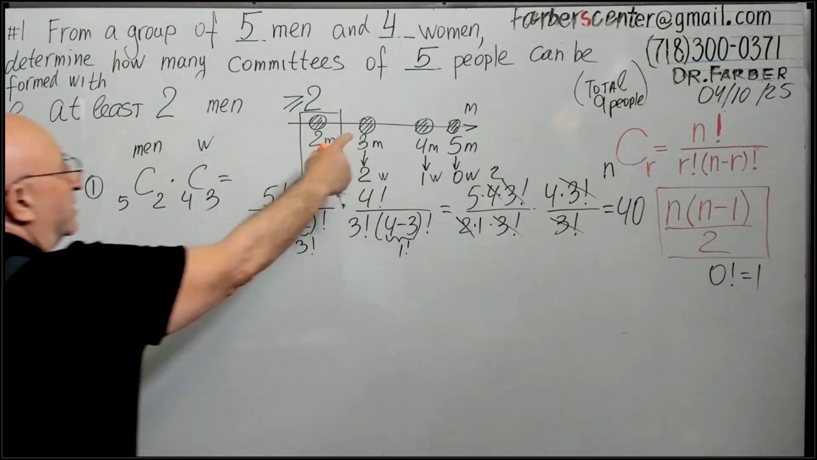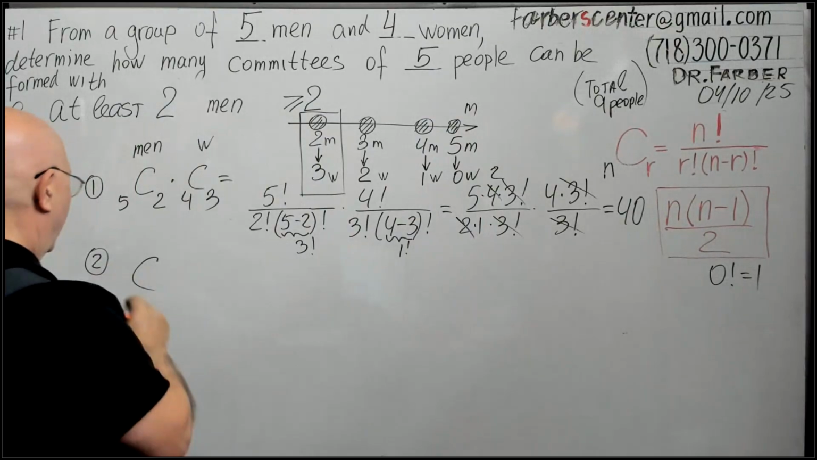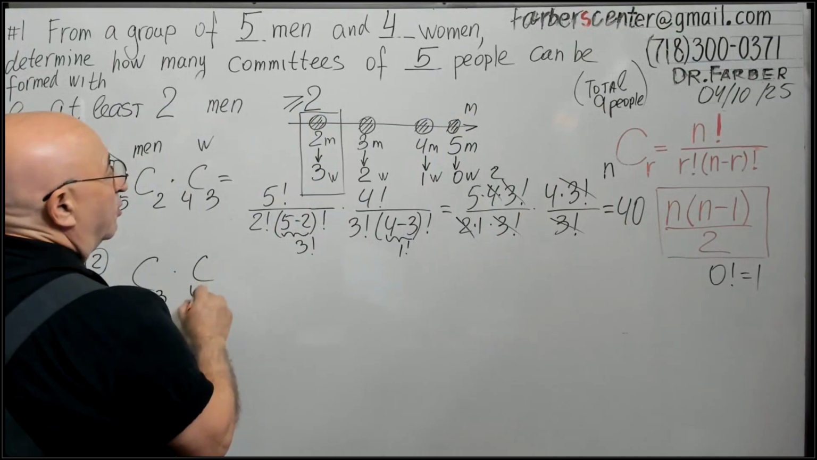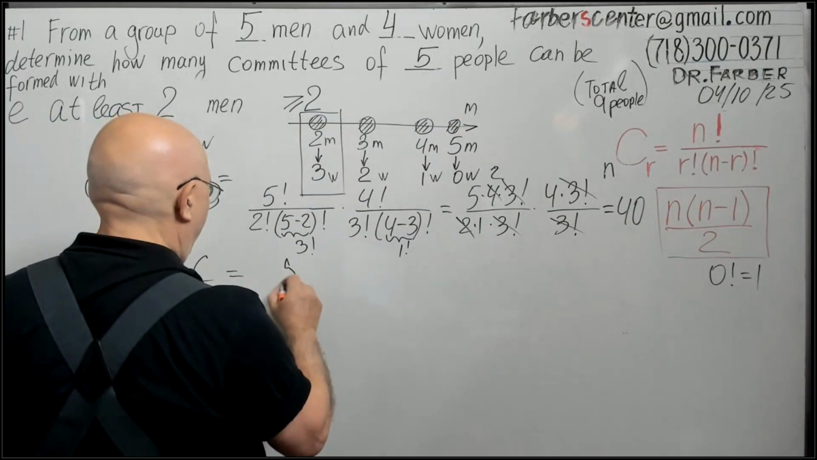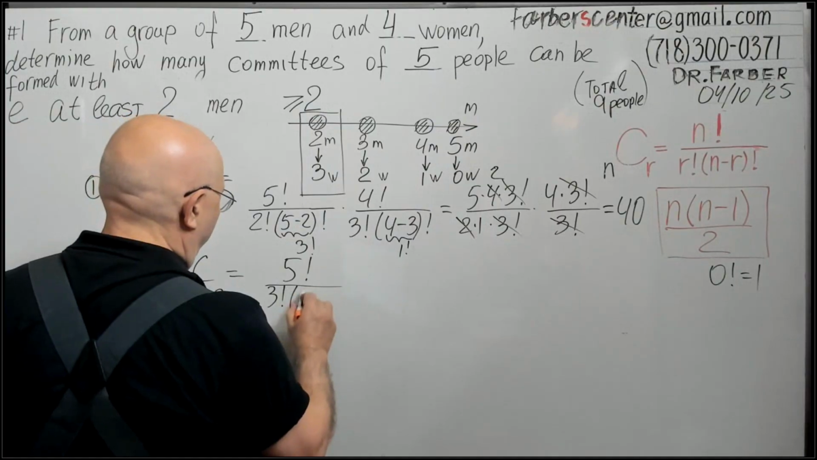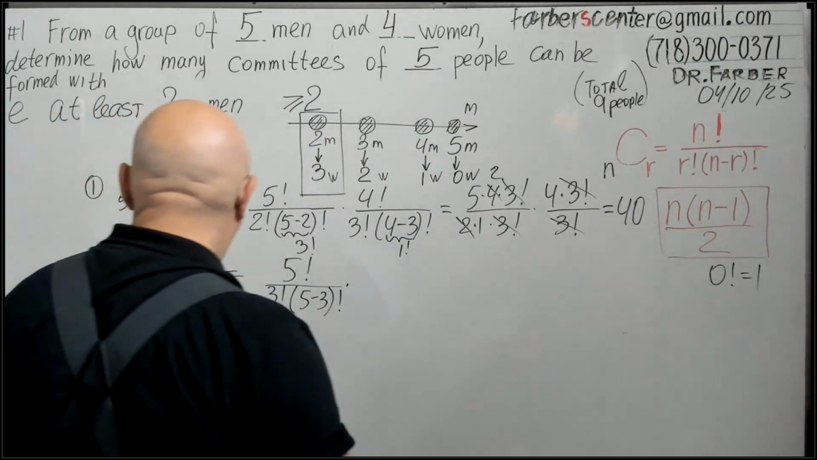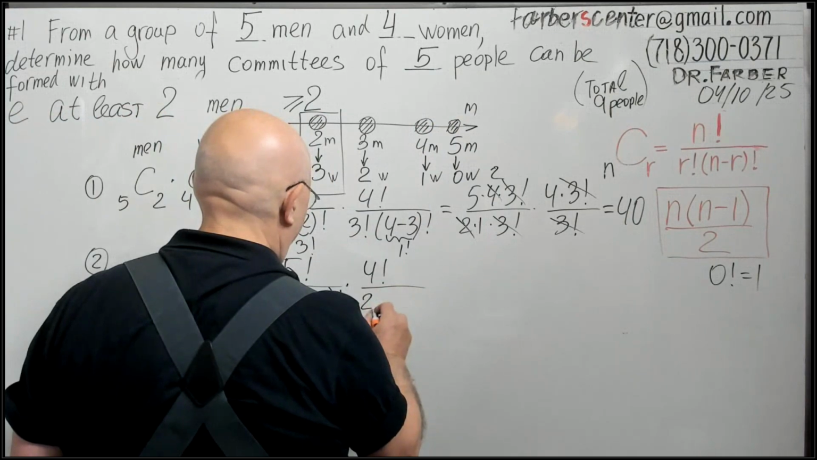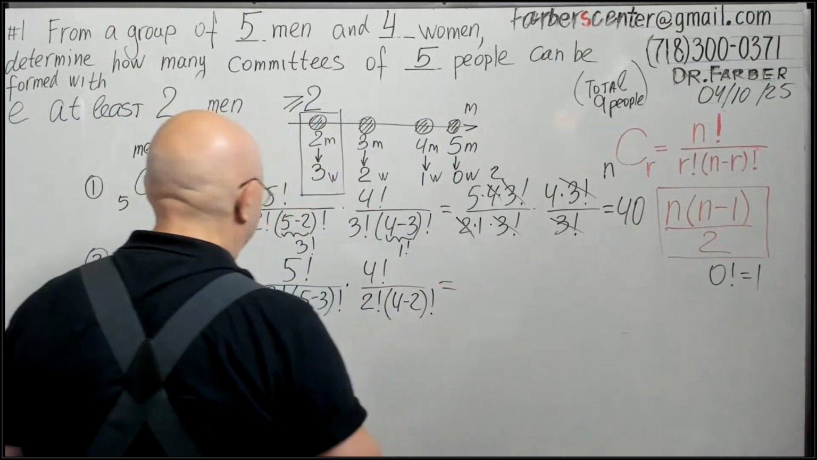Now, consider this scenario. Number 2. C of 5 choose 3, multiply by C of 4 choose 2, equals 5 factorial, divide by 3 factorial, by 5 minus 3 factorial. Multiply by 4 factorial, divide by 2 factorial, by 4 minus 2 factorial, equals.